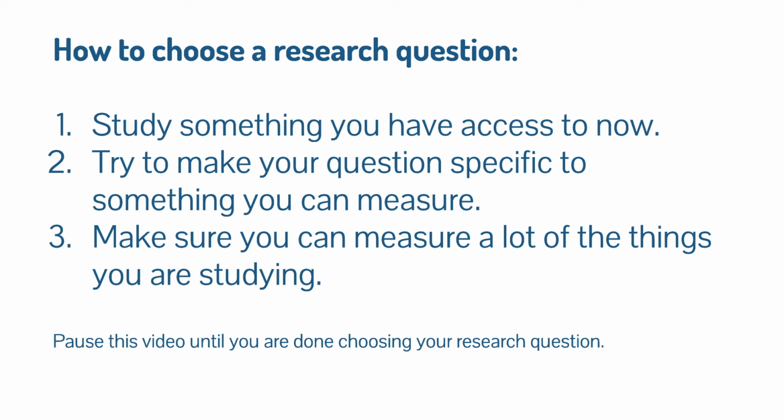This can be a little bit of a hard process, but we've got 3 great steps for helping you choose a great research question. So let's pull out our list of questions that we came up with last week and figure out how we can come up with a great research question. The 3 tips that I have for you today are, number 1, study something that you have access to now. For example, I might be really interested in plants that live in the jungle, but I don't live in a jungle, so it might be hard to study those types of plants.